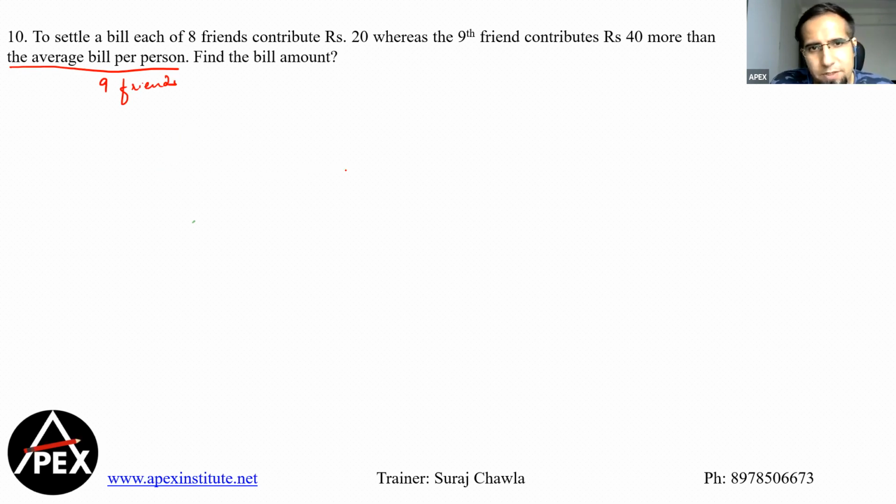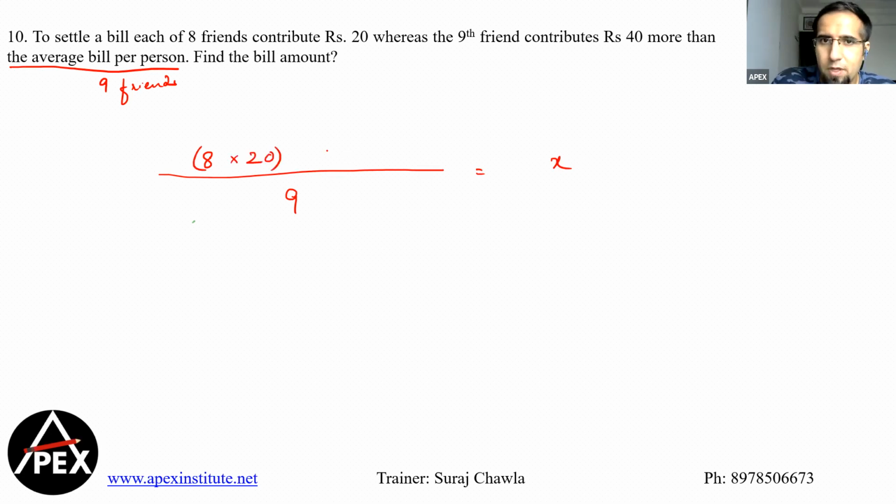So let's come reverse, guys. Let's say the average of 9 friends is equal to X. Now what is happening? 8 persons have given 20 each, and the ninth friend has given 40 more than the average of 9 people. Now this is the most important point, guys. You have to come reverse because the ninth friend is talking about the average of 9 people, and I do not know the average of 9 people here. Okay. So what do I have here?